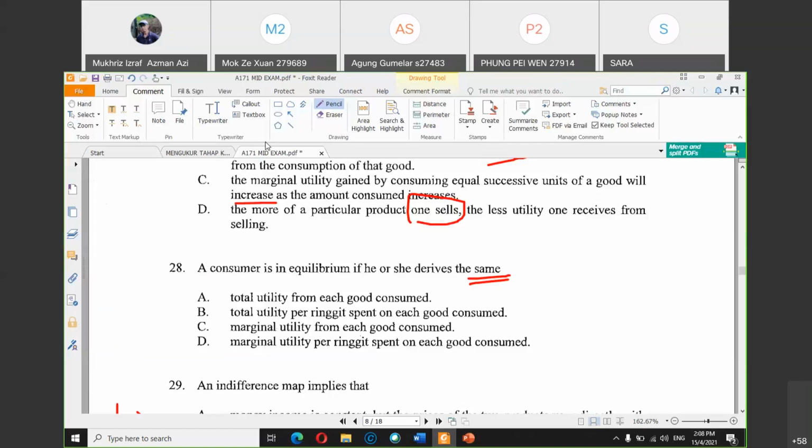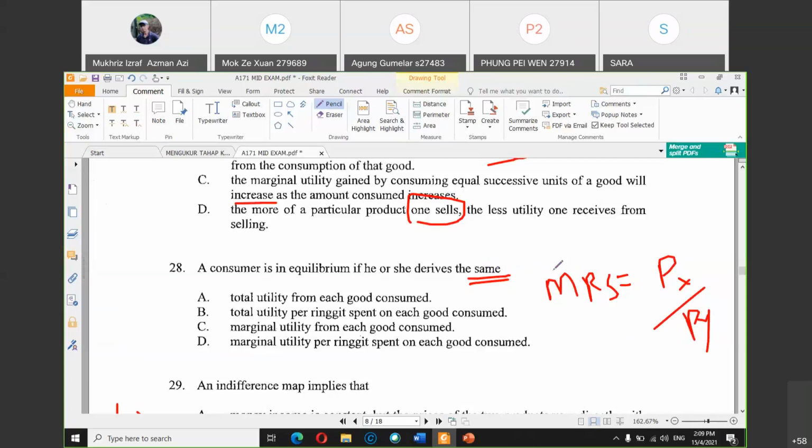So when is a consumer in equilibrium? I mentioned just now in great detail. What is equilibrium? When do you achieve equilibrium in consumer utility? Equilibrium is achieved when your MRS, or the slope of your indifference curve, is equal to the slope of the budget line, Px over Py. So that is when you are at equilibrium.